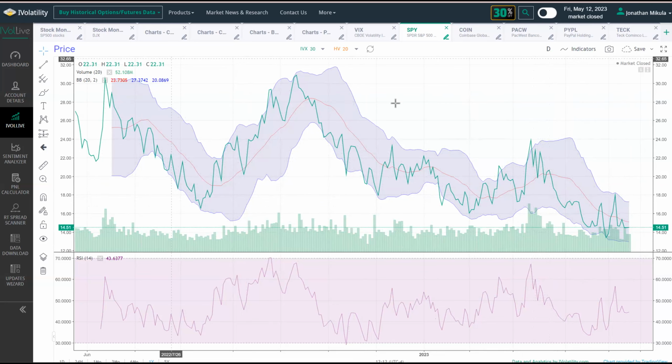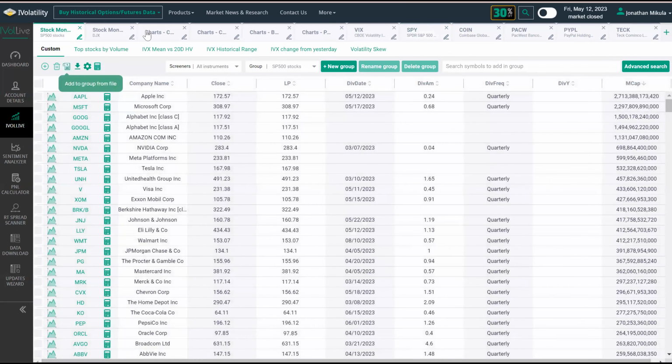So in that case, I'm looking for individual names, which is great because that brings us to our stock monitor. The stock monitor is where we go to run scans. You can do it against the broad market. You can do it against custom groups. What I like to do any given trading session is create a new group. So click on that new group button, and we'll say May 13th, trading ideas.